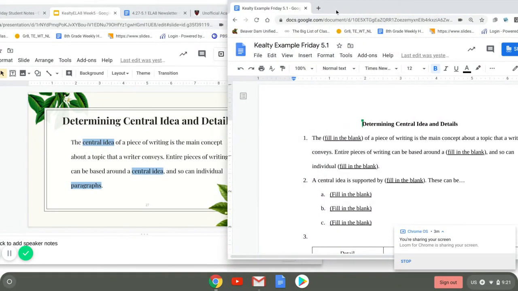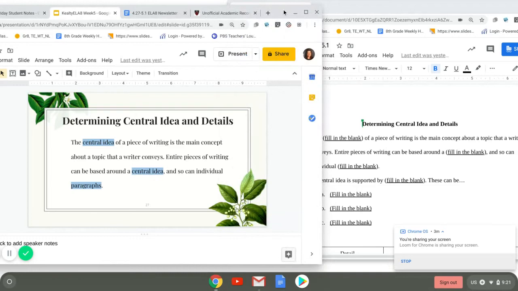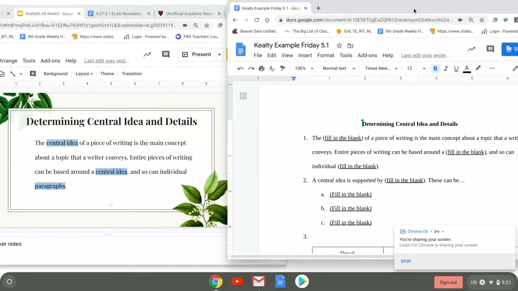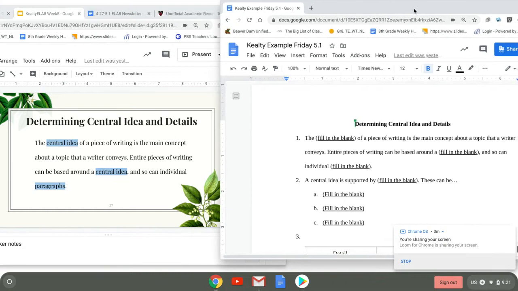So it says the central idea of a piece of writing is the main concept about a topic that a writer conveys. Okay? So what you should do is you should highlight where it says fill in the blank, delete that, get rid of it, and write central idea, right? This is what we just talked about in our what, why, and how.